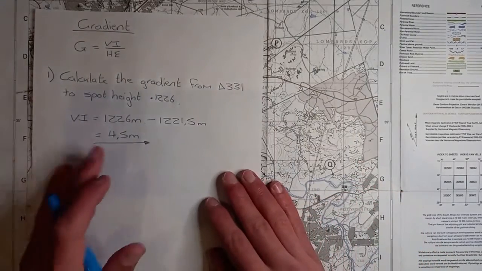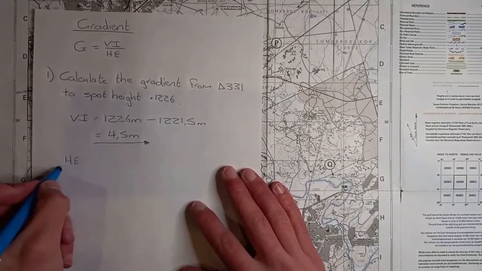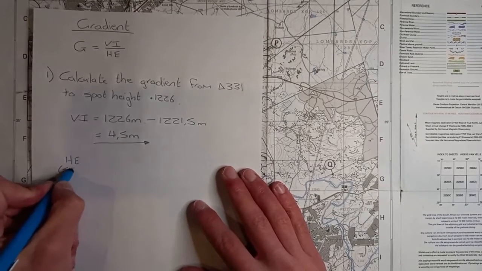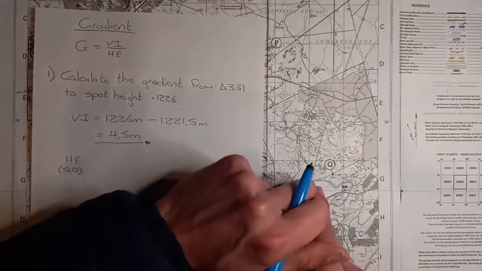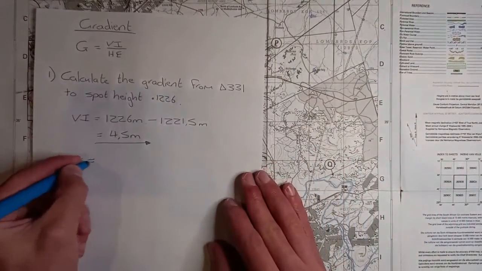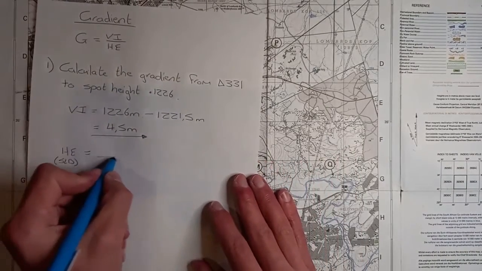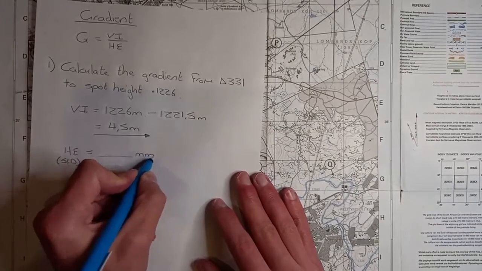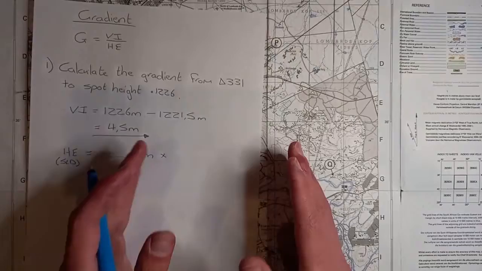Okay, the next one is finding your horizontal equivalent. Now, horizontal equivalent is also an SLD. An SLD is a straight line distance. It is the distance from one point to another, straight, as the bird flies, right? So now your HE, essentially it's a very easy formula. It is a measurement in millimeters times your scale. Now, the scale on this map is 1 to 50,000.